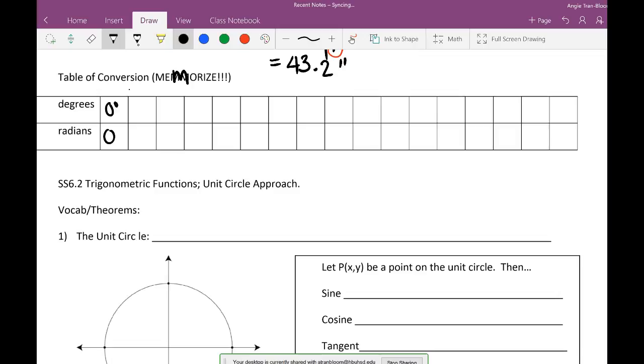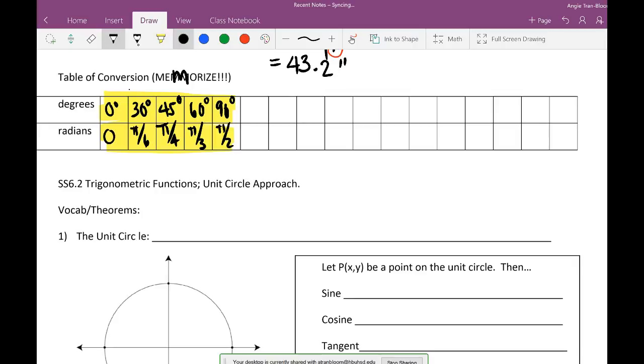0 radians. Okay. 30 degrees is what in radians? Pi over 6. 45 degrees, it's what in radians? Pi over 4. 60 degrees is what in radians? Pi over 3. 90 degrees is what in radians? Pi over 2. And this ends what quadrant? The first one. And it's really the most important one, okay? Everything else is a multiple of these.